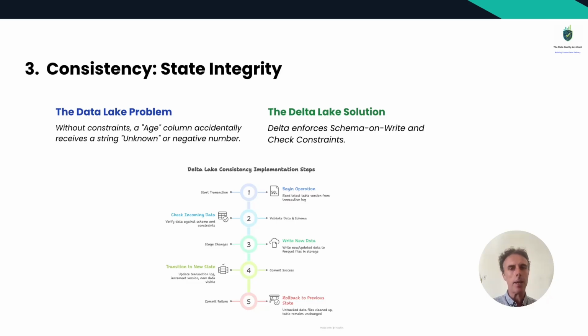And then finally, there's a rollback on failure feature. If any part of the transaction fails before the commit is finalized, for example, a power outage, the partial data files remain untracked and are later cleaned up by the vacuum command, ensuring the table remains in its previous valid state.